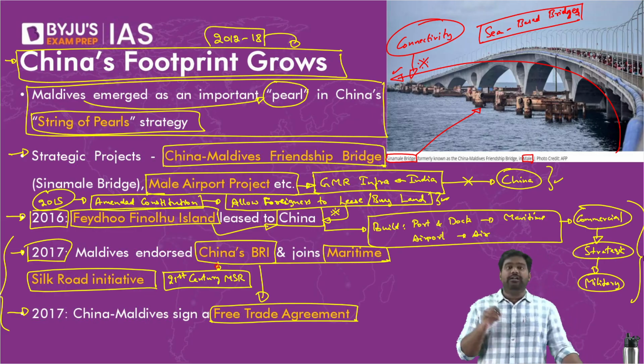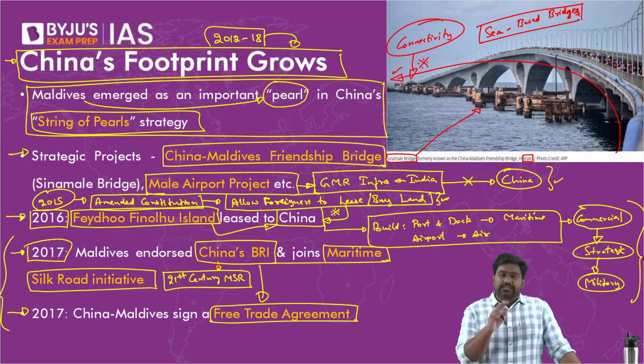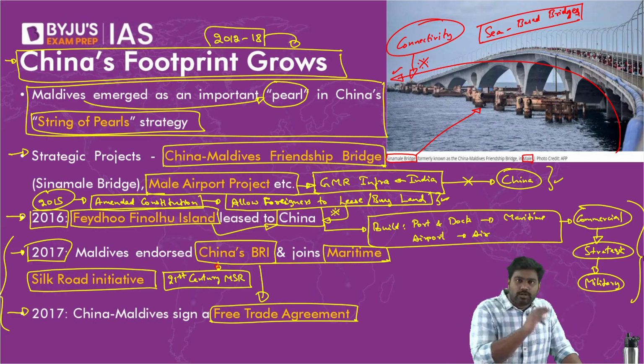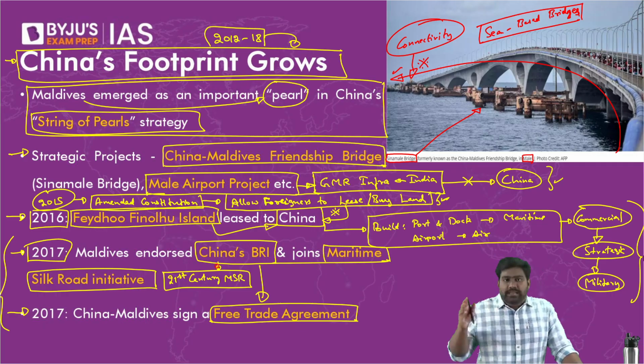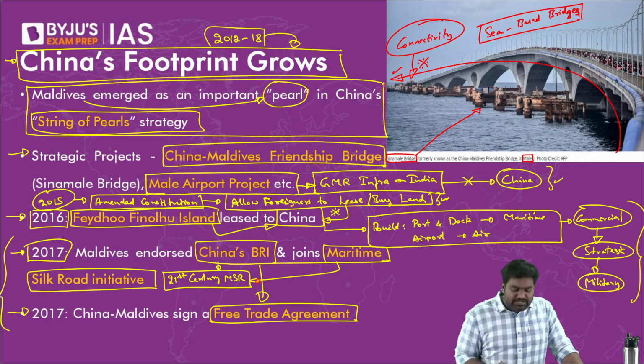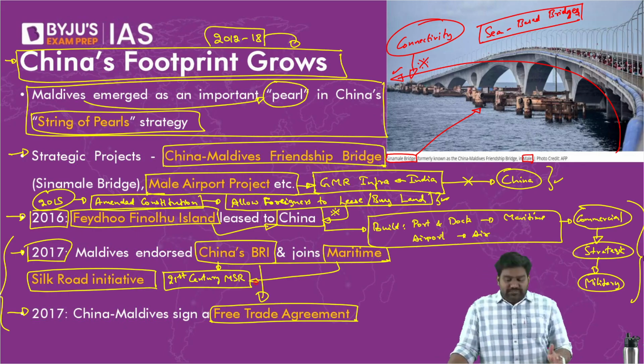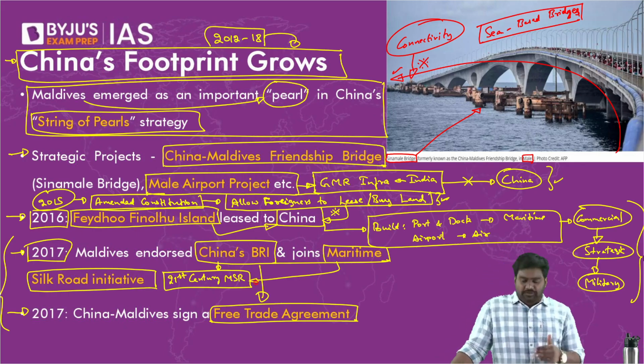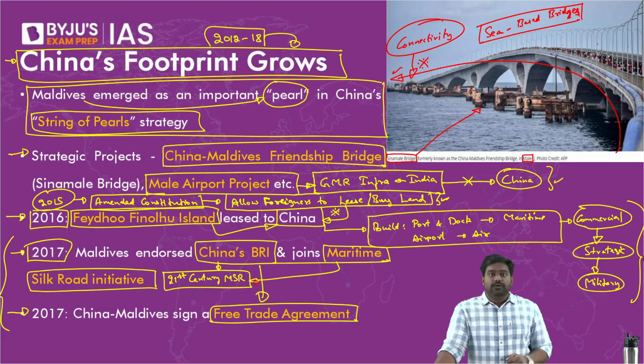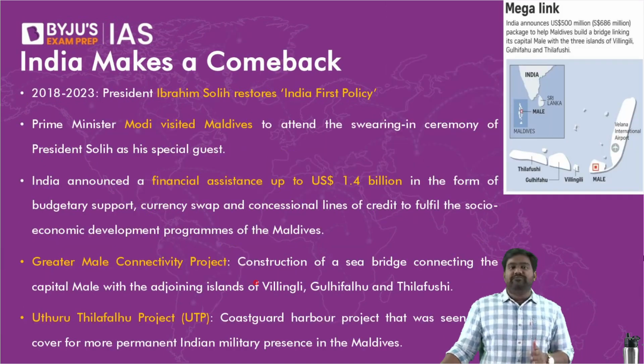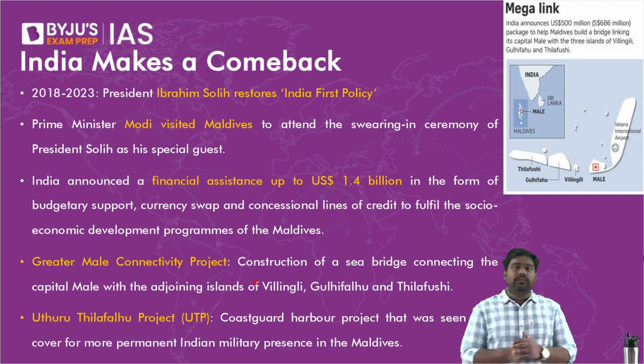Remember, we studied under BRI, there are two components. There is a land-based component, the Silk Road Economic Belt, and there is a maritime component, the sea-based component, which is your 21st Century Maritime Silk Road. So Maldives has joined the maritime component of BRI and signed an FTA as well, which further boosted China's presence and influence. So all these adverse developments undermined Indian influence, and it led to the parallel rise of Chinese presence and influence.